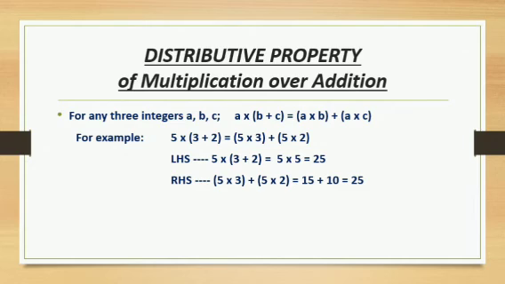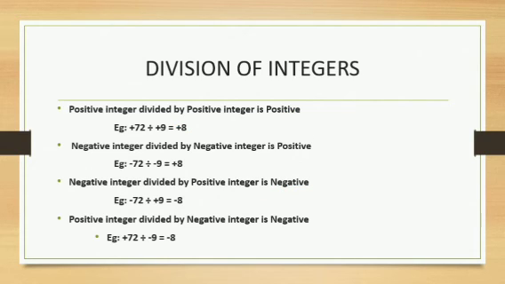Next is distributive property of multiplication over addition. What do you mean by distributive? If you have one chocolate in your hand, you will distribute that to your friends and eat, isn't it? Like the same way we are applying here. For any three integers a, b and c, a into bracket of b plus c is equal to a into b plus a into c. You can see the example how they have split 5 into 3 plus 2. So you will distribute that 5 with 3 and 2. Okay, so you will get the same answer.